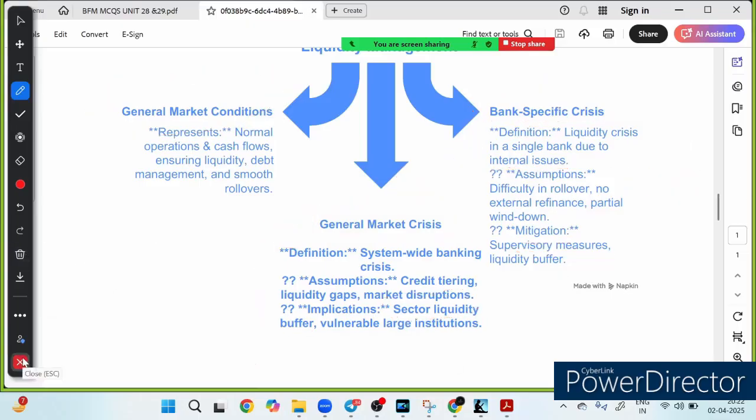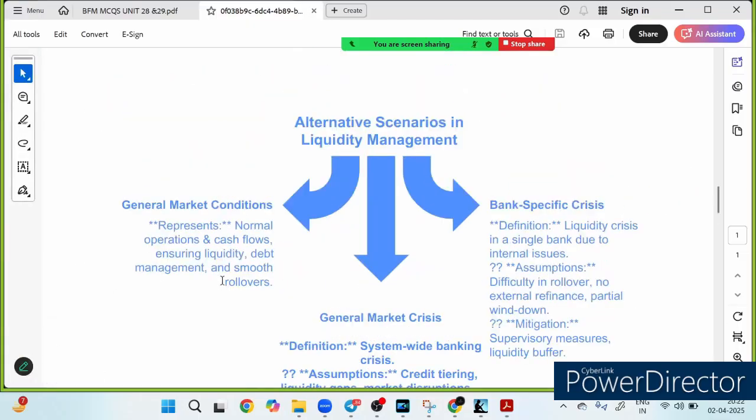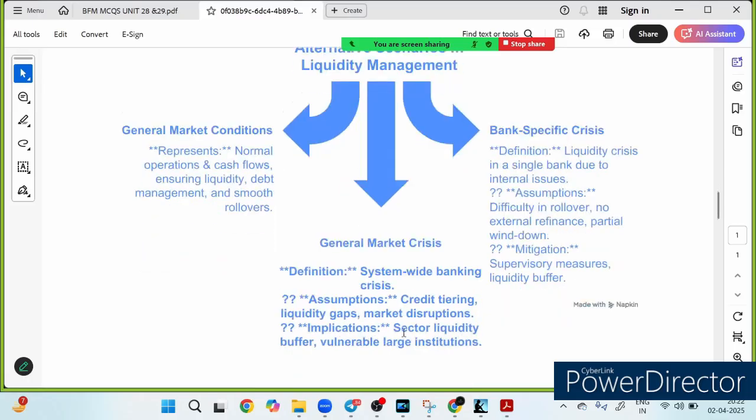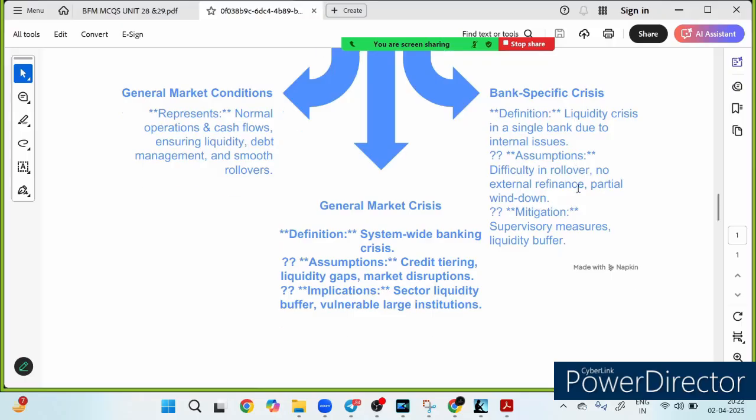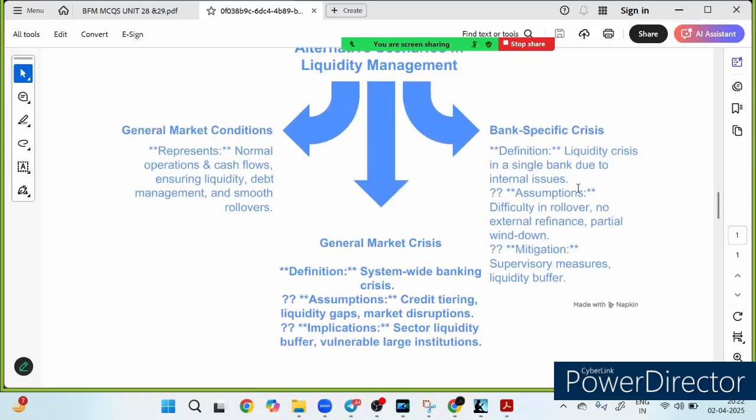What we get to learn from this discussion is that liquidity management is very crucial for maintaining stability, whether the market is operating normally or facing a crisis. Understanding and preparing for both general market crisis as well as bank specific crisis can help banks ensure that they are ready to handle unexpected situations. Whether it is having a sector liquidity buffer, or an internal liquidity measure for bank specific crisis, effective management can make all the difference. That is the role of liquidity management here.